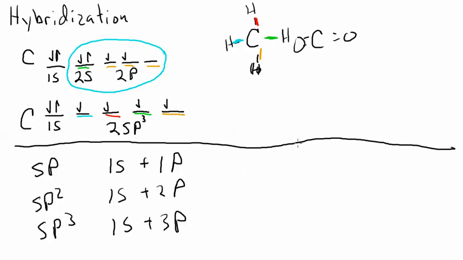So when you have sp, you get two hybrid sp orbitals coming off from the atom. When it's sp2, then there are three hybrid orbitals at that point. And then when it's sp3, you have four hybrid orbitals that the atom forms.